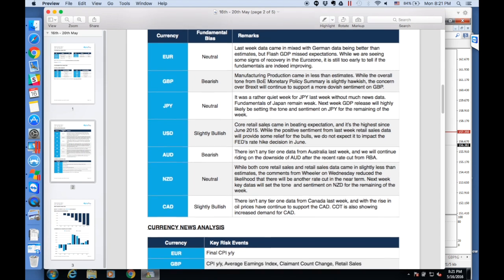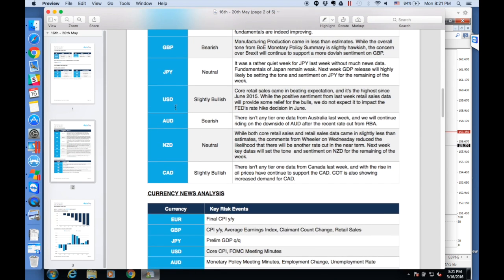Then of course we also look into USD being slightly bullish. The reason why I put slightly bullish here is because last Friday the core retail sales actually came in way better, and if you look at historical data, it's actually the highest since June. But the idea here is this is slightly positive. One data point that comes in positive will not change the fact that the Fed won't suddenly increase interest rates, because they don't only look at one data set; they need to look at consistent improvement in the overall economy.